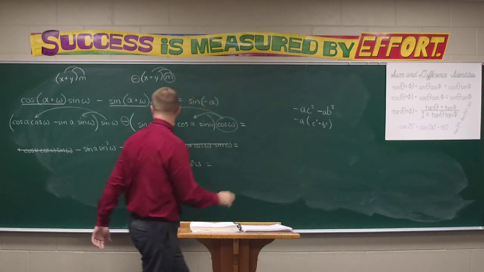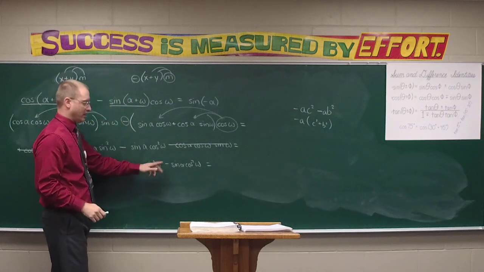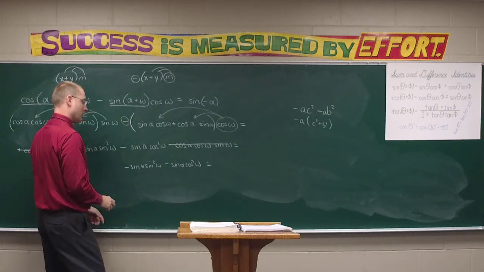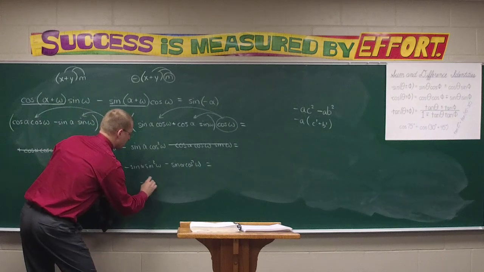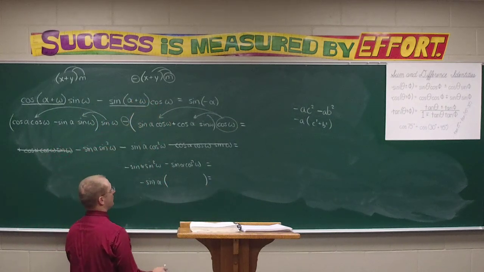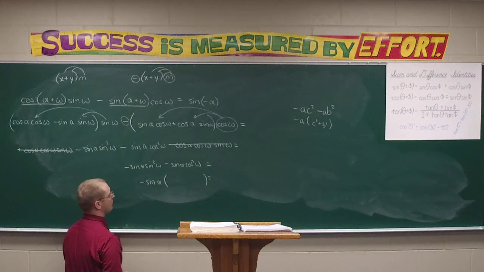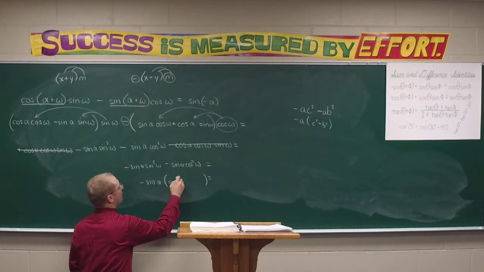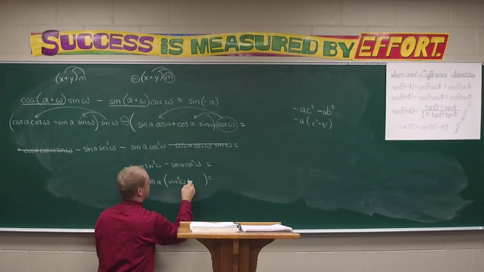I've got a negative sine alpha sine squared. I've got a negative sine alpha cosine squared. Factor out the negative sine alpha to leave us with what in parentheses? Sine squared omega plus cosine squared omega.